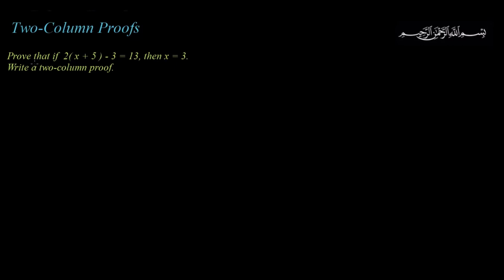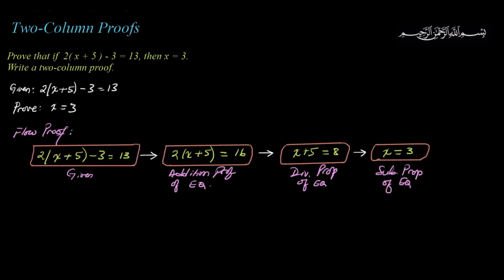I suggested: prove that if 2 times the quantity x plus 5 minus 3 is equal to 13, then x is equal to 5 and x is equal to 3. The instructions there were to write a flow proof. Instructions here are to write a 2-column proof. Now, last time when we did this, I had done the flow proof for this, and here it was.